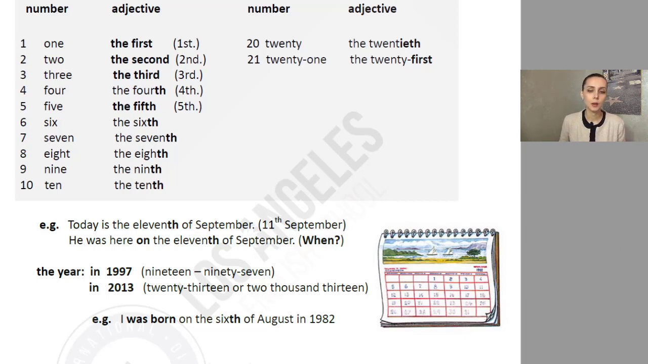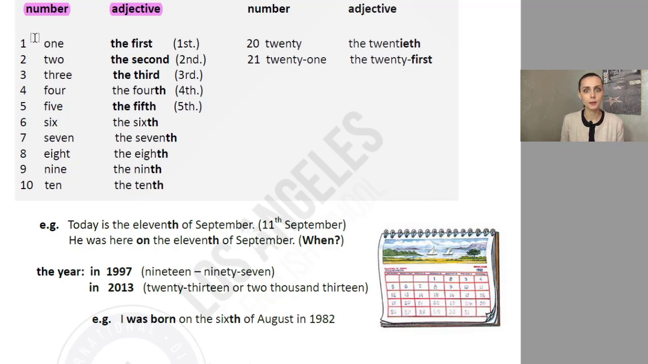So you can see we have the number and then we have the adjective. In order to say the date, you will need to know how to form the ordinal number, which functions basically as an adjective. I recommend that you repeat after me. If this is new information for you, you should repeat after me, and it's better to say it twice.